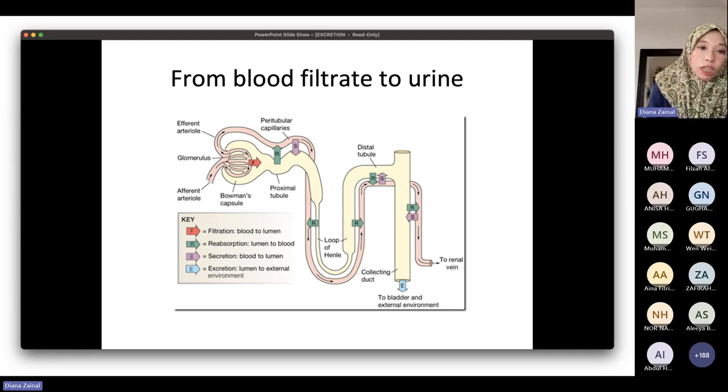Okay, and then over here kita ada reabsorption. And then at the same time ada secretion juga, but we are focusing more on reabsorption at the proximal tubule. Turun bawah, there will be reabsorption of water. Ascending, reabsorption of the sodium chloride ion. Distal tubule pun ada dua, using reabsorption and also secretion depending on the situation of your body. And then the same thing happened at the collecting duct as well. And then finally, this is the excretion.